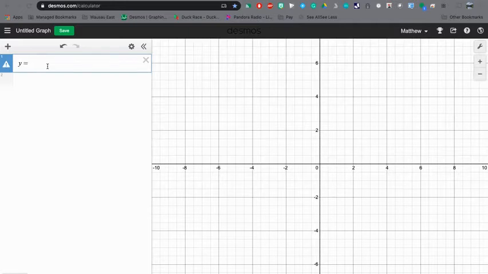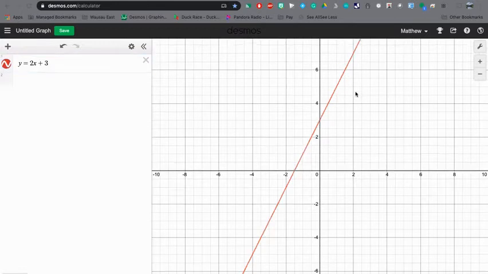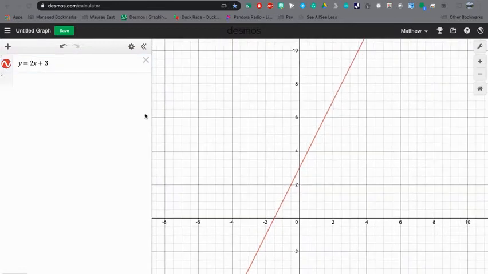Y equals 2x plus 3 maybe. So there's that equation. The y-intercept is 3, so if we wanted to graph it by hand, we would start at 3, then we would go up 2 and over 1 to get our next point, 1, 5, and you could just draw the line with those points.